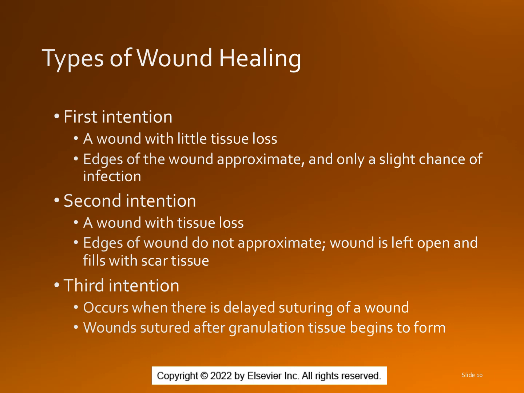A wound with tissue loss, such as a pressure injury or a severe laceration, will typically heal by secondary intention. The edges of these types of wounds will not approximate, and the wound needs to be left open to fill with scar tissue. Tertiary intention is also known as delayed closure. This occurs when there's delayed suturing of a wound.